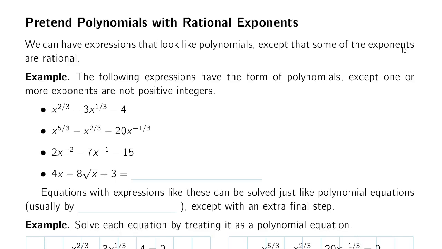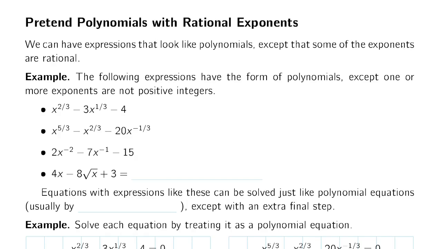Sometimes we get equations in which multiple powers of our variable appear. And when those powers are all positive integers, that's a polynomial. It turns out when we have an expression in which multiple rational powers of our variable appear, that's not a polynomial, but we can pretend it's a polynomial. And pretending we have a polynomial is going to be a very common move that we make as we go on to solve more and more complicated sorts of equations.